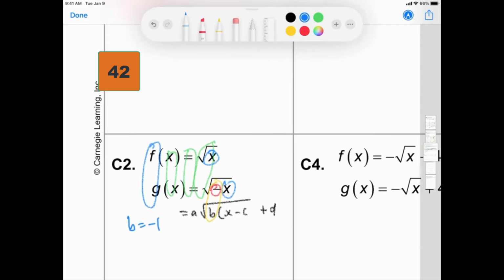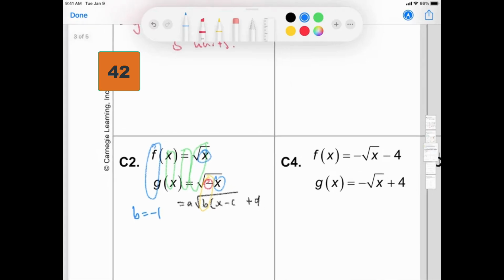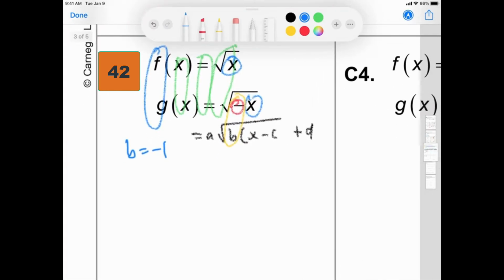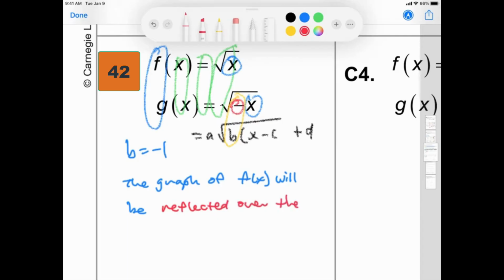If you look back at our intro video for A, B, and C, you'll notice that some of the characteristics in our transformations is that when this is negative, that means that the graph of f of x will be reflected over the, remember the negative sign is the inside of the radical, that's the y-axis, to create g of x.